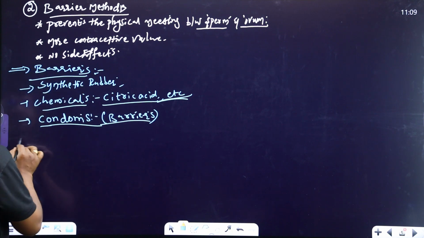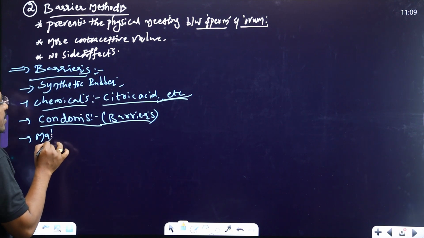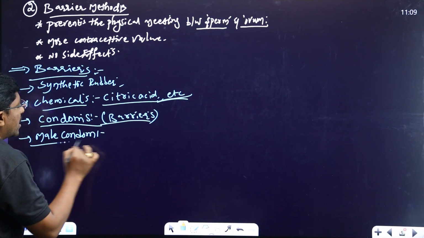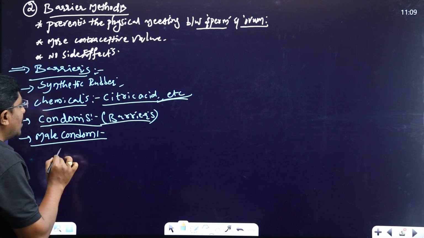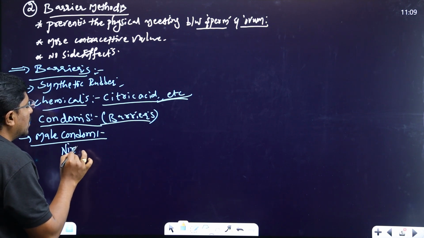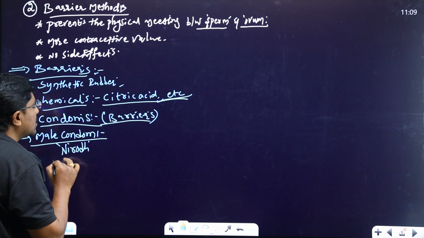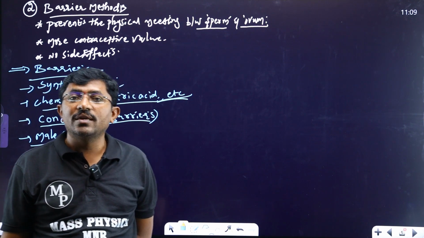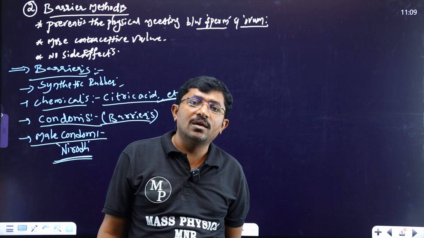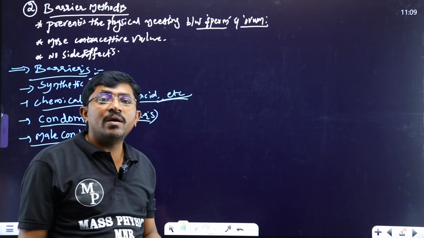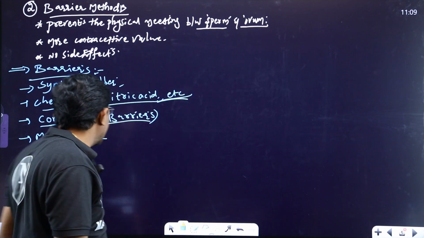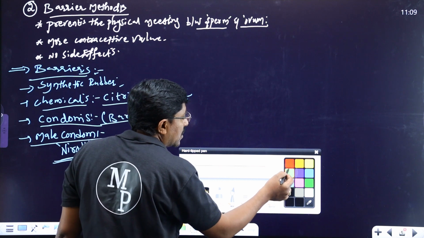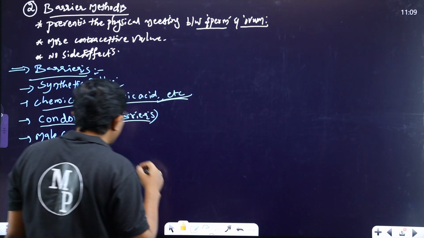So what is the male condom? The name of the male condom, the company name, is Nirodh. This is the name of the male condom. This question was there in NEET 2017: what is the name of the male condom? That is Nirodh. What is the structure of this condom?